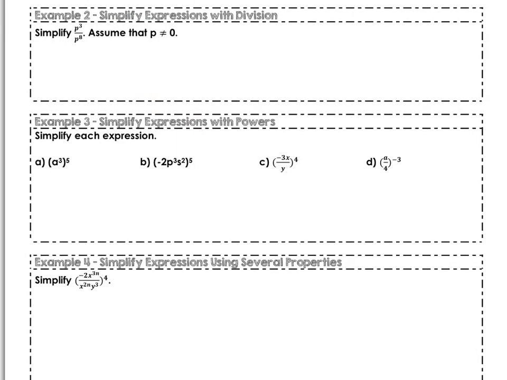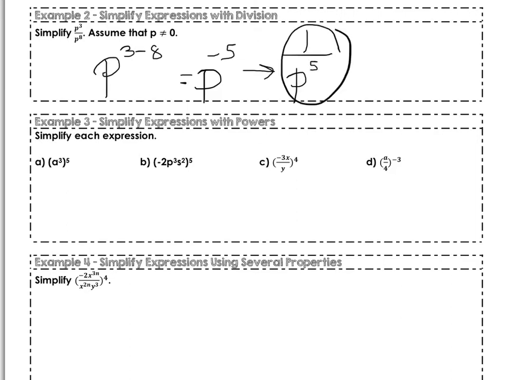Alright, so next we have some division happening, and when we are dividing things that have a same base, we are going to subtract their exponents. So we're really going to subtract 8 from 3, getting me p to the negative fifth. Now, we're not allowed to have negative exponents, so we are going to flip its location and give it a positive exponent, now getting me 1 over p to the fifth.